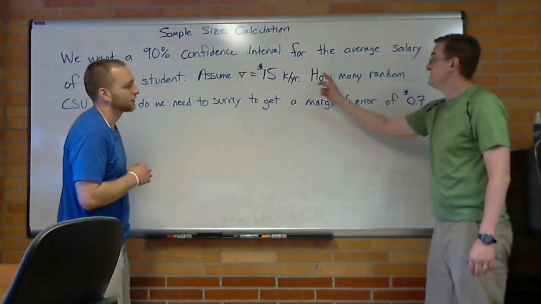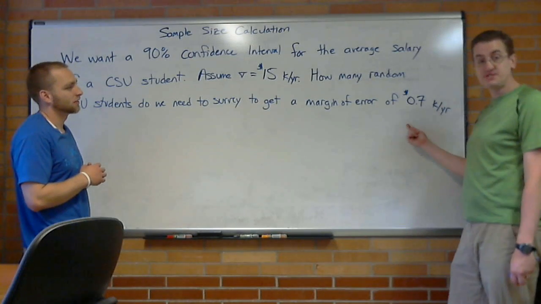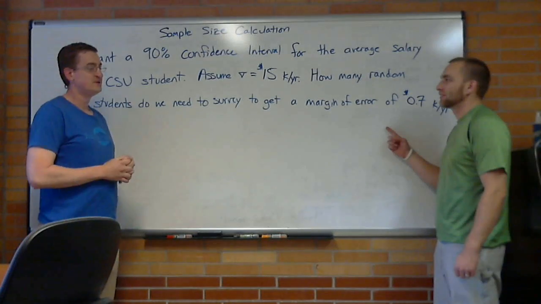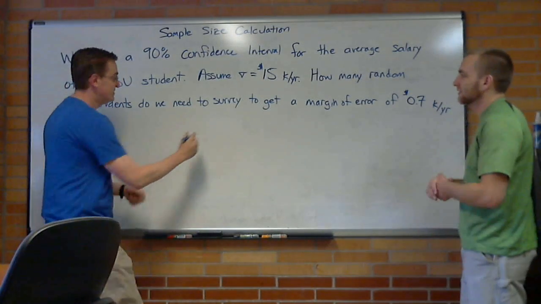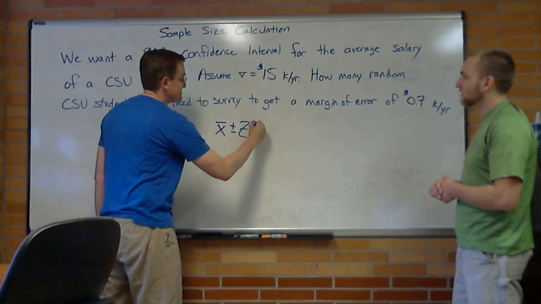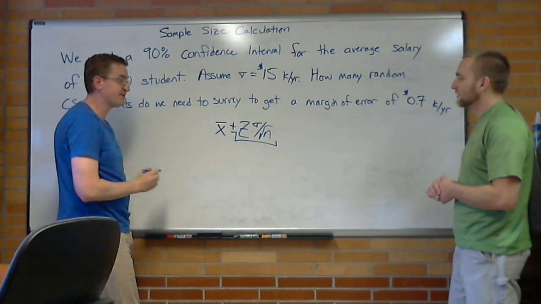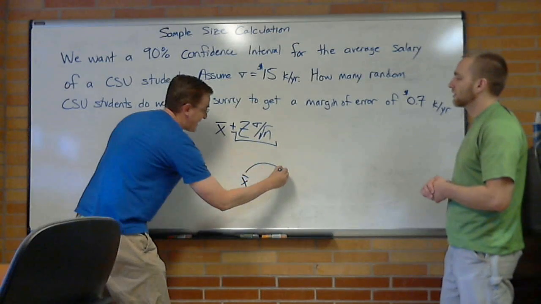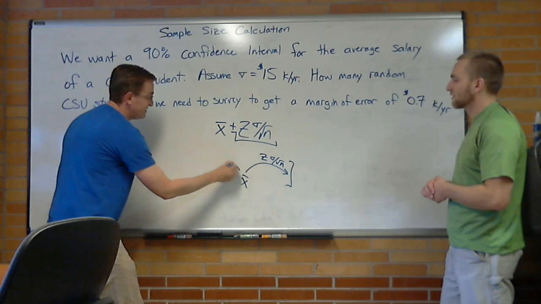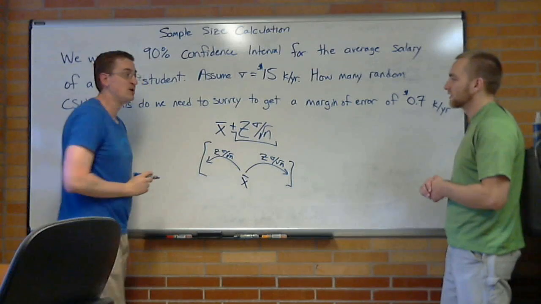And our goal is going to be to calculate the sample size we need to have a margin of error of 0.7 thousand per year. Now wait a minute, what was margin of error again? If you recall, for a confidence interval, we take x bar and we go plus or minus some z-score with a sigma over the square root of n. This piece is our margin of error. In other words, from x bar we add z sigma over square root of n, and that's how we get our upper bound. And we subtract z sigma over square root of n. That's how we get our lower bound.